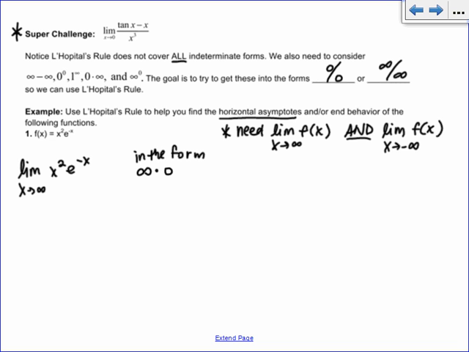So we don't know. Infinity times 0. Which one's going faster? We don't know. So what we do is we rewrite. Any ideas on how to get this to look like a fraction? It's very easy. Just put that e to the x on the bottom. Now it's infinity over infinity.